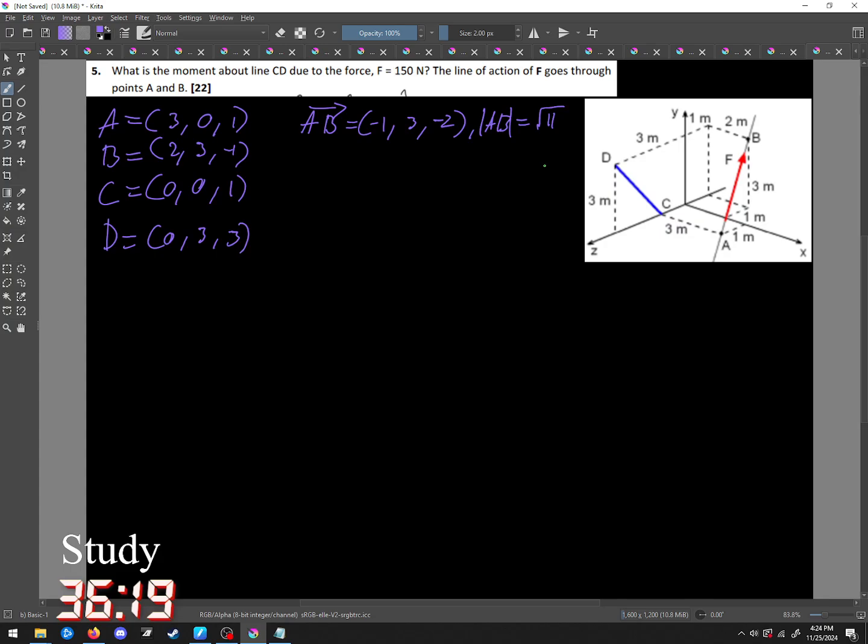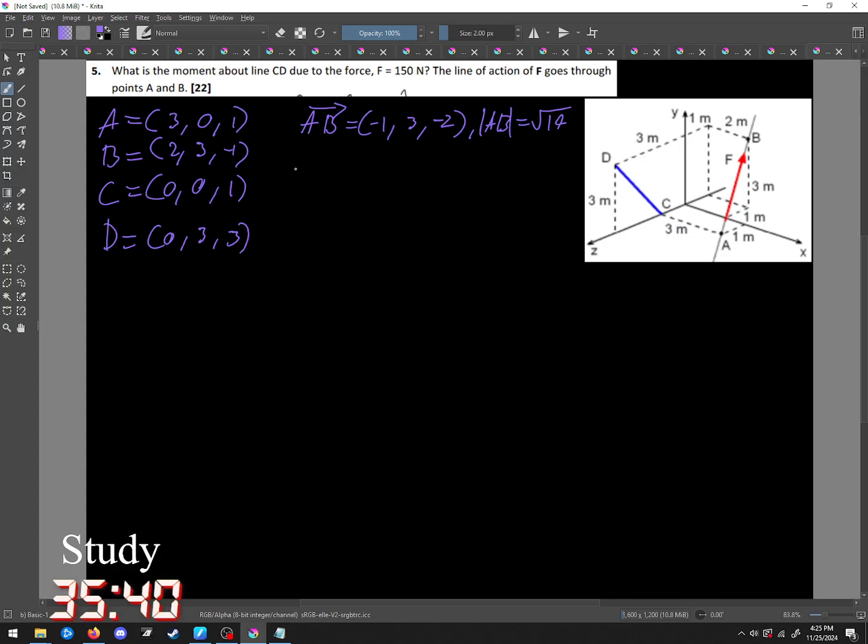Why does this one say square root 14? And then if we do square root of 1 squared plus 3 squared plus 1 squared, it's not the same. Wait, negative 2? Oh, yes. Yes, it's square root 14. That's a 2, not a 1. I'm stupid. So we're good.